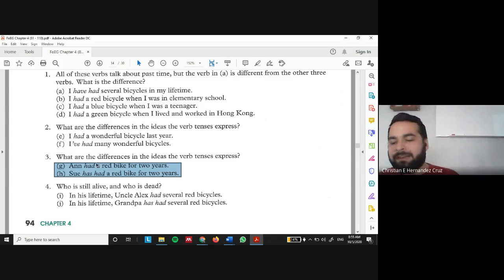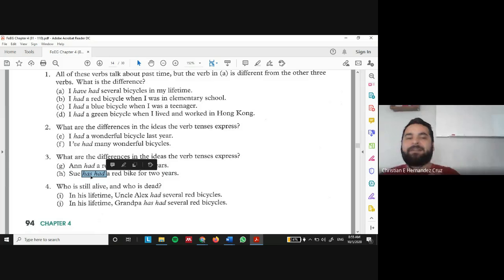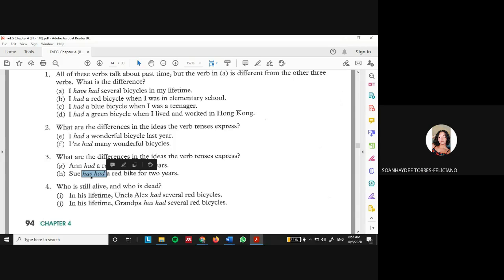Exactly right. Vamos a analizar eso mismito en español entonces. Had sería tenía o tuvo y has had significa ha tenido. Okay? En español, ¿cuál sería la diferencia entre tenía versus ha tenido? Do they mean the same thing or is there something different? Que pues ella tenía, pues ya no tiene. Y ha tenido, puede que la tenga.